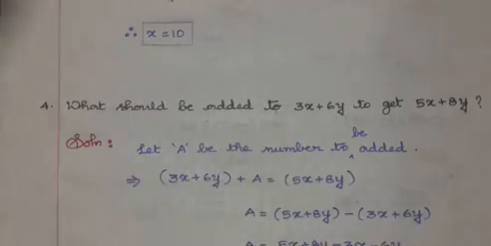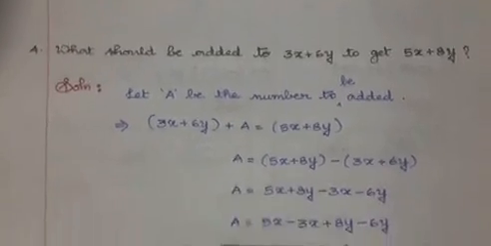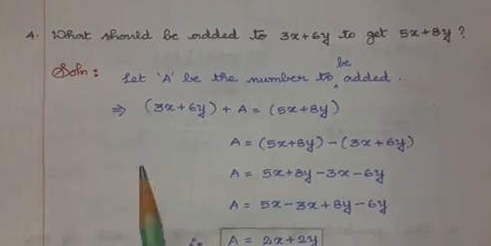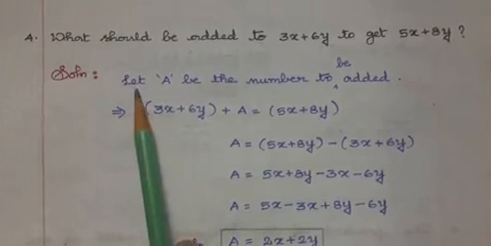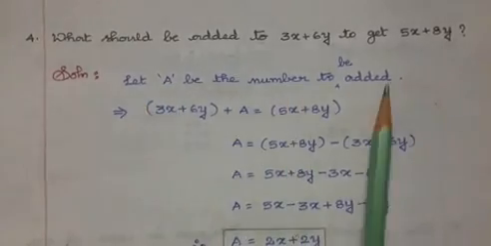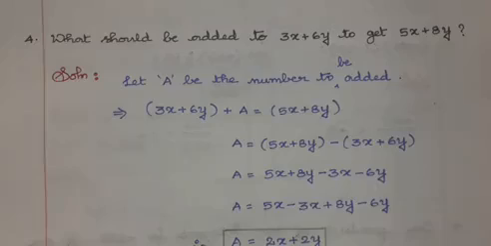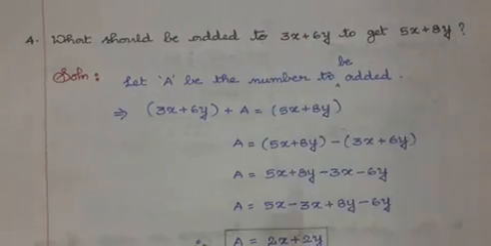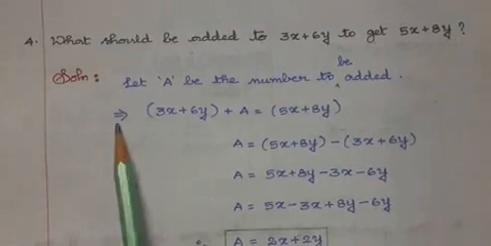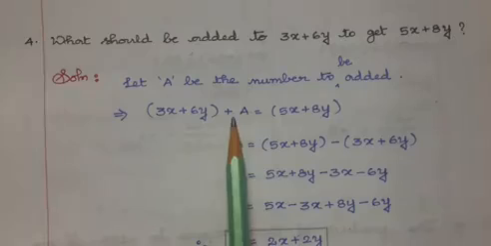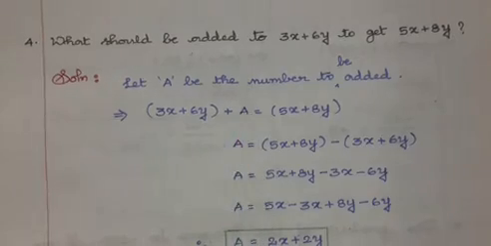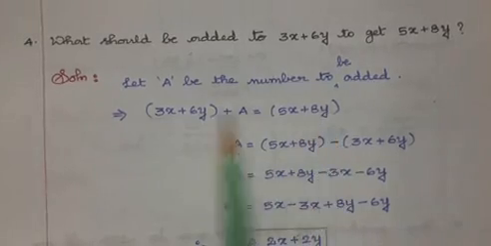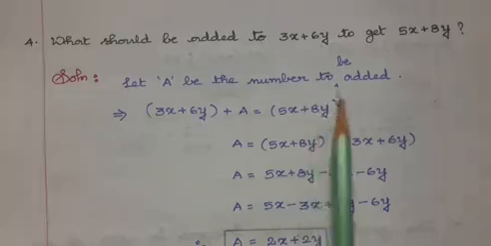Since we don't know what number should be added, when you don't know what it is, you can name it whatever you wish. So I am going to take, let a be the number to be added. Some number should be added to this, then only it gives 5x plus 8y, isn't it? This implies 3x plus 6y plus a, the number which we don't know, I am going to name it as a, is equal to 5x plus 8y. When you add these two, you will get this answer.